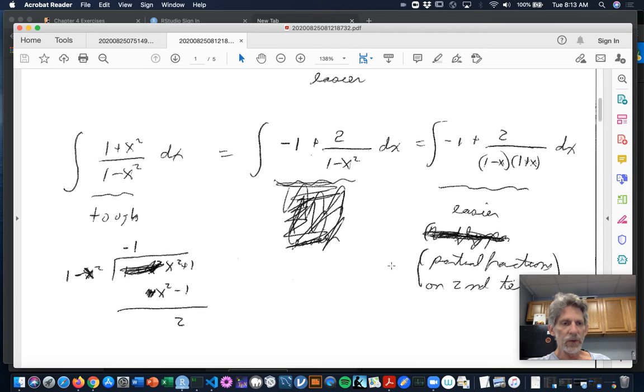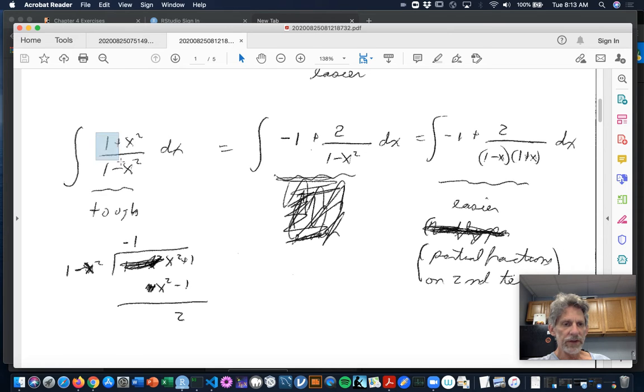So another example, here's a fairly tough integrand, but let's just try to simplify it down a bit so that either the numerator or the denominator is simpler. Well, one way we could try this is with some long division. Let's take the numerator, I'm going to write it as x squared plus 1, and we're going to divide by the denominator, 1 minus x squared. How many times does 1 minus x squared go into x squared plus 1? Well, it goes in minus 1 times.